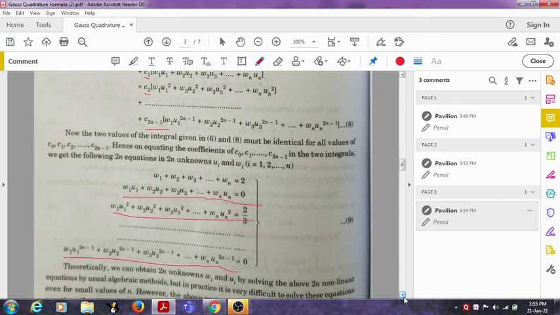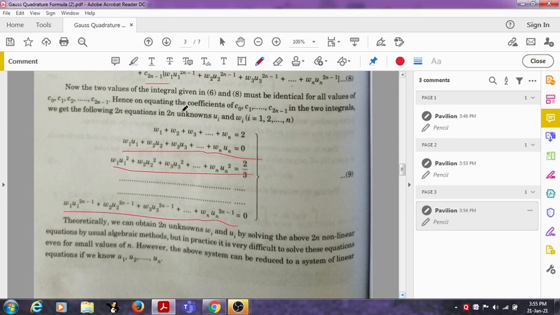If we look here, there are 2n unknown quantities wi and ui. Now by solving these 2n non-linear equations, simple algebraic methods can be used here, but it is very difficult to solve these equations even for small values of n. So we reduce the above system to a system of linear equations, and this is possible only if we know the values of u1, u2, un.